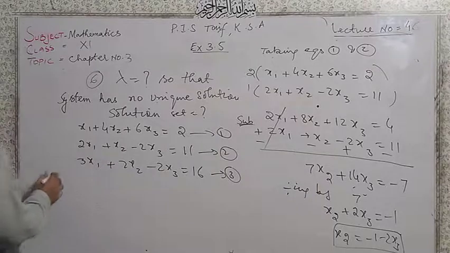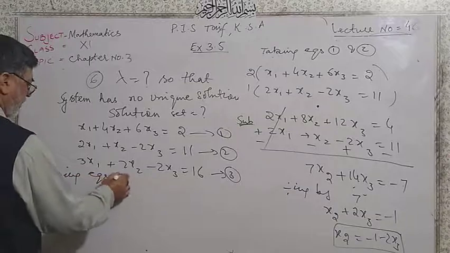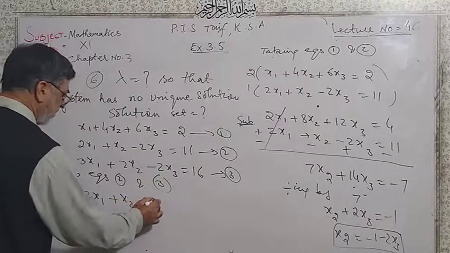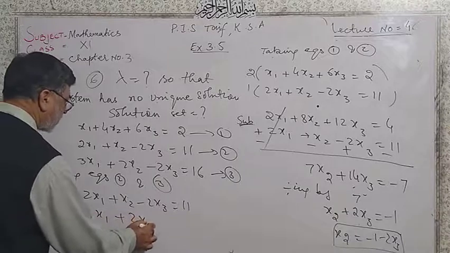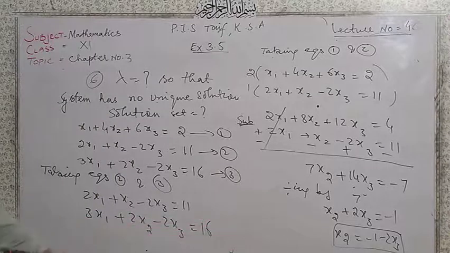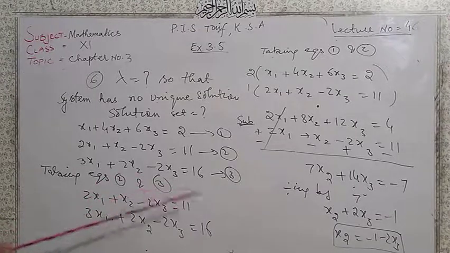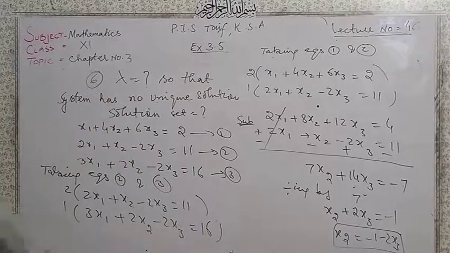Again we will take equations 2 and 3. We have 2x1 plus x2 minus 2x3 is equal to 11. 3x1 plus 2x2 minus 2x3 is equal to 16. Remember that we have written x2 in terms of x3. Here we will write down x1 in terms of x3. So definitely we have to cancel x2 this time. So first is multiplied by 2 and second is 1.